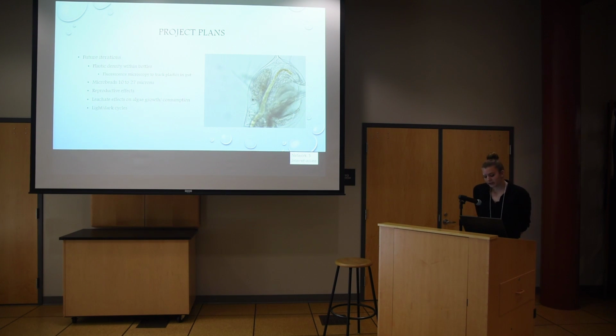So where we'd like to go forward, we have ordered much smaller beads. They are between 10 and 27 microns. This is the perfect size range for mature Daphnia to consume. We would like to get into fluorescence microscopy so we could track the movement of the bead through the gut just to see if it gets stuck anywhere. We would like to see the reproductive effects. We are concerned about the oxygen levels in a bottle if we were to leave them on there for long enough to see reproductive issues.